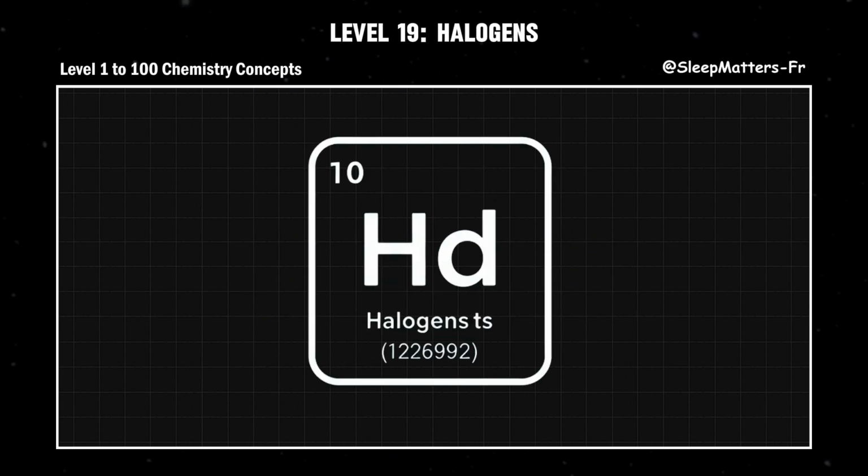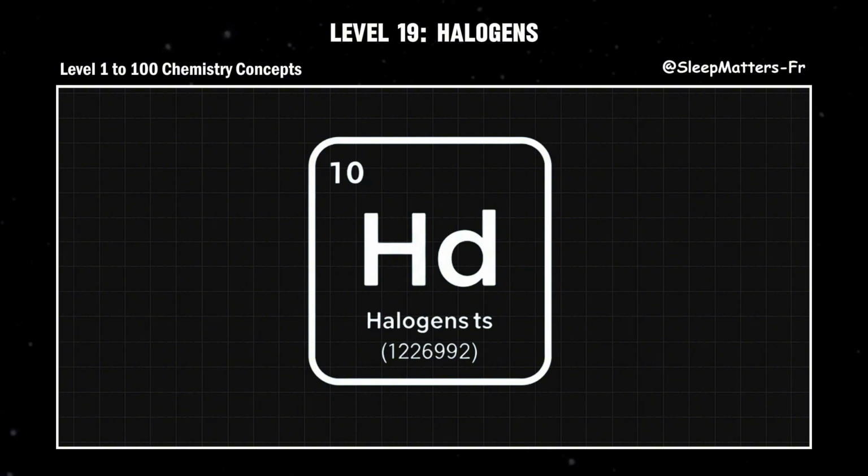Level 19. Halogens. Halogens are the exact opposite. They are desperate. They are always searching for something. Fluorine, chlorine, bromine, iodine, and astatine. These are the elements that cannot stand alone. They need to bond. They are incomplete on their own. Their outer shells are one electron short of being full, and that emptiness drives them to react with almost anything.